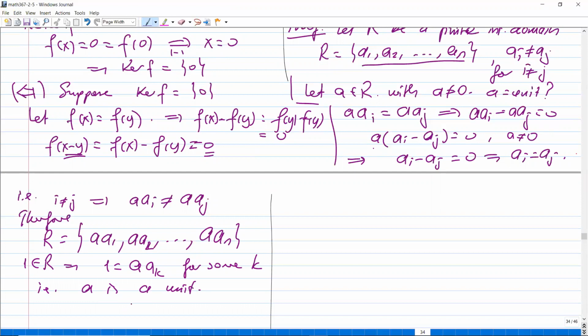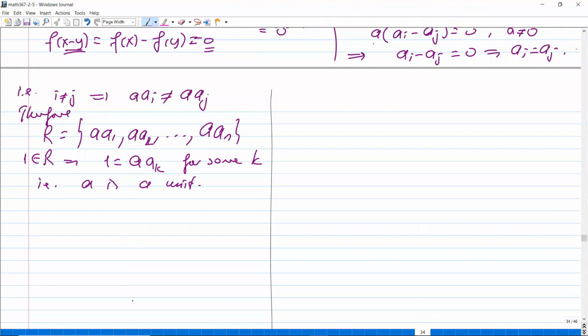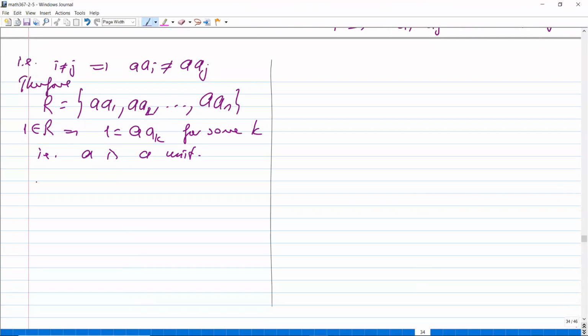So every non-zero element of R is a unit. Therefore, R is a field. This is a nice problem. Every non-zero element is a unit.